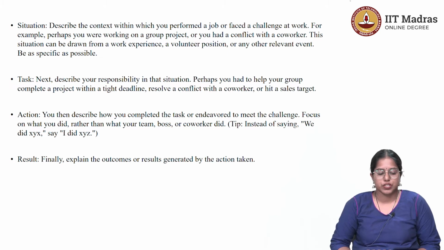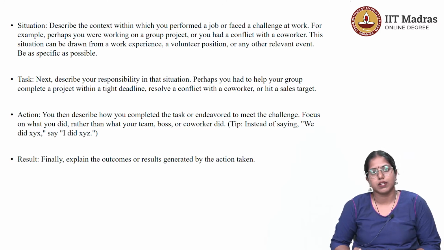The next step is action. Once you describe the task that you were assigned to do, you need to describe how you completed the task and met the challenges. Focus on what you did rather than what the team did. Instead of saying that my team did this or my boss did this or my co-worker did this, instead of saying we did XYZ, always try to say, in this particular context, when I was assigned the task of doing XYZ, I did XYZ.